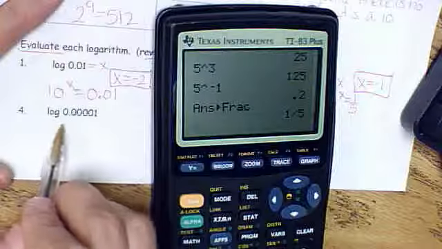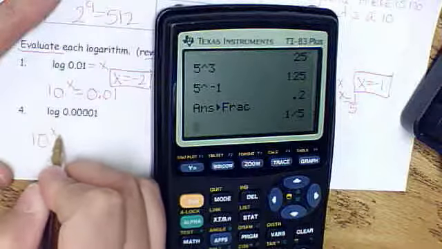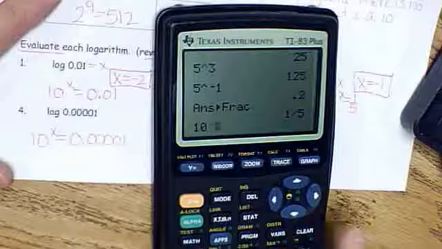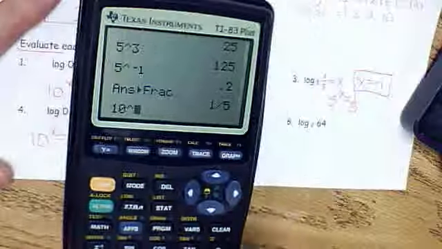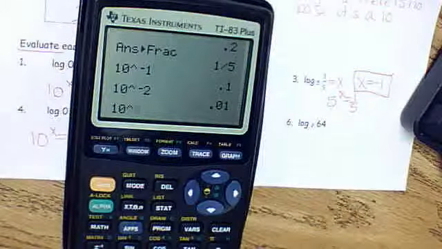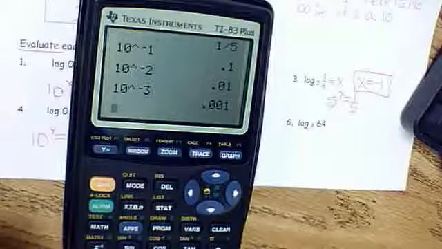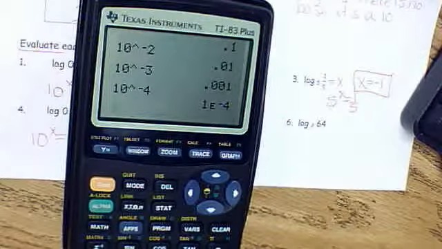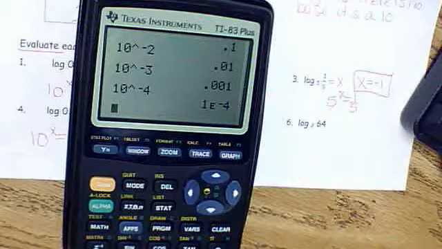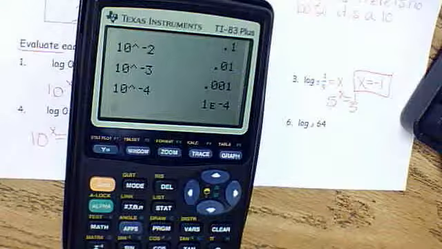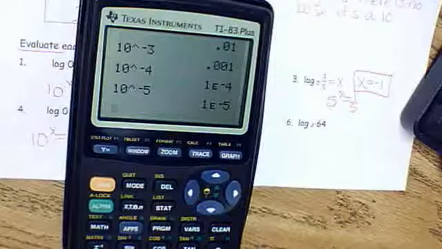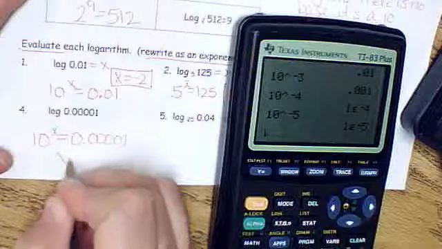So number 4, there's no base, so this is 10 to the x equals 0.00001. Because that's a whole number and that's a decimal, I know it's going to be negative, so I'm going to try negative 1, negative 2, negative 3, negative 4. Oh, and now I got an e. That 1e negative 4 is scientific notation. So that means 1 times 10 to the negative 4. So that's 0.0001. So let's try 10 to the negative 5, because I'm not quite there. And there it is. So x equals negative 5.